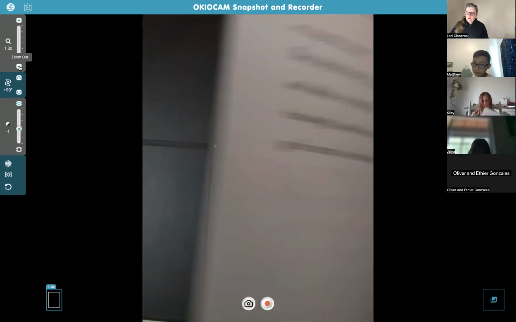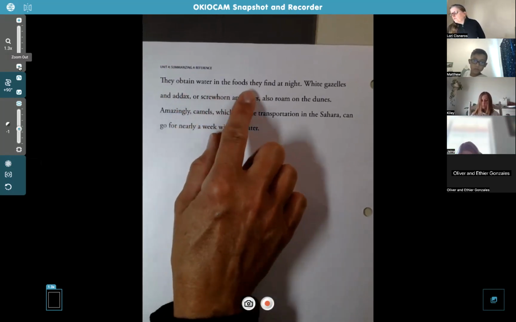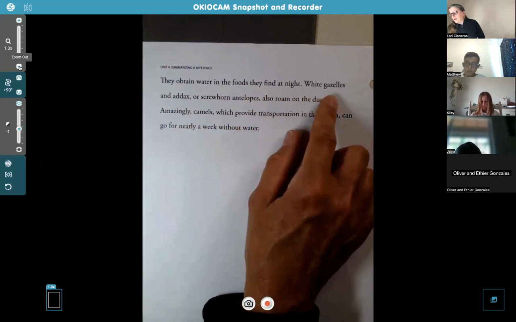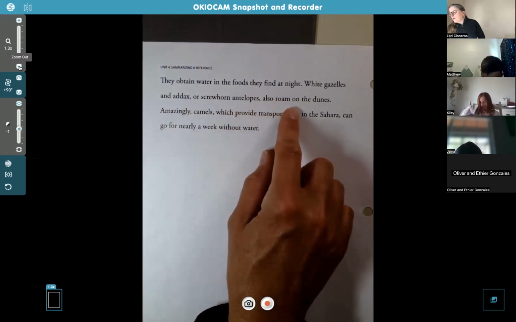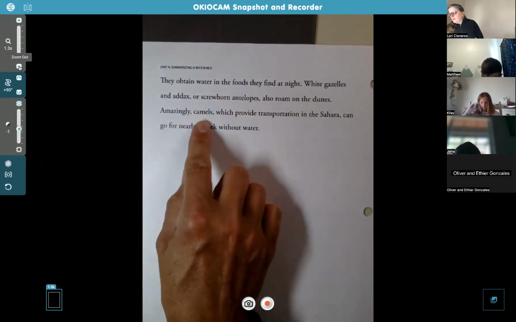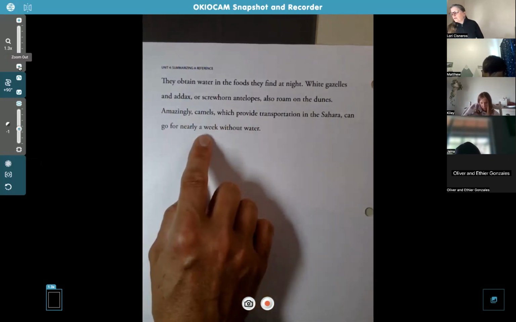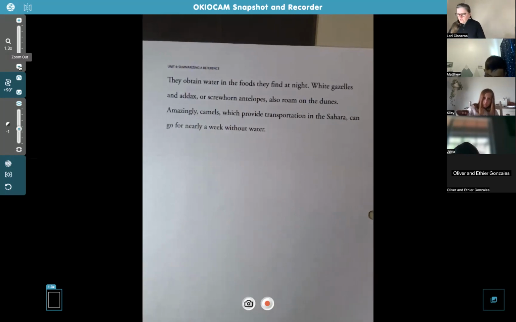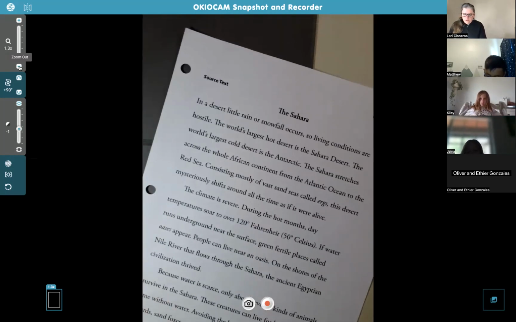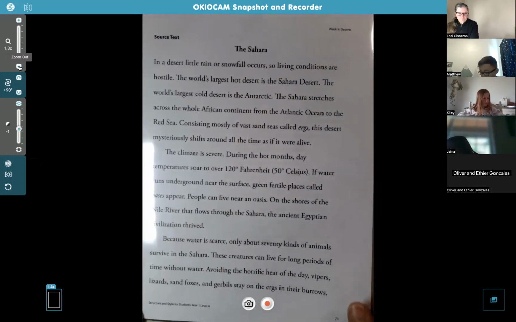burrows. Okay, there's a little bit more on the back, so I'm going to keep reading on the back. They obtain water in the foods they find at night. White gazelles and addax, or screwhorn antelopes, also roam on the dunes. Amazingly, camels, which provide transportation in the Sahara, can go for nearly a week without water. Okay, interesting information here. So now the next step is to underline some of the facts that we want to include in our report.